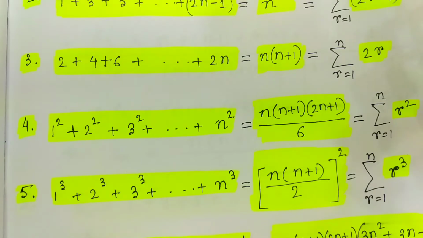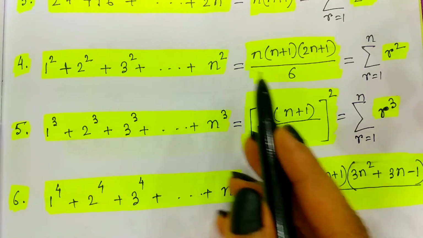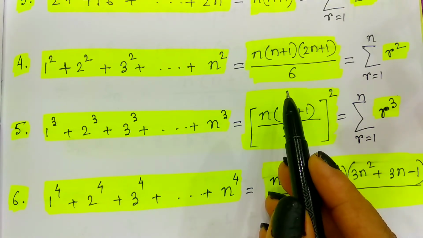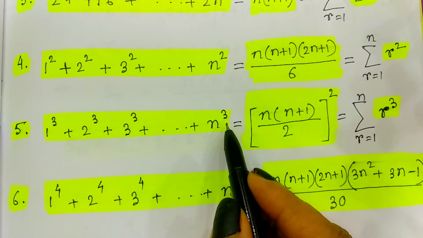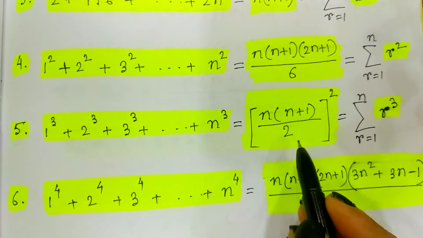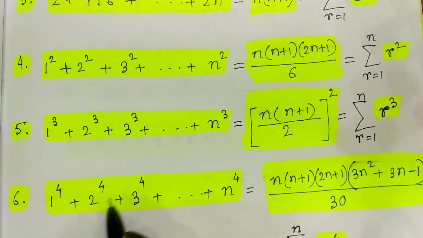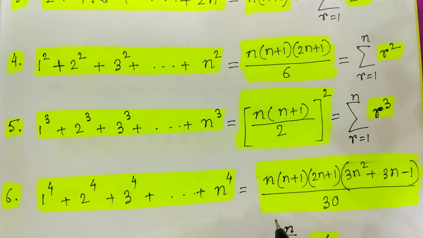Now if it is the squares, that means 1 square plus 2 square plus 3 square, in this way up to n square, then its summation is n into n plus 1 into 2n plus 1 divided by 6. If it is 1 cube plus 2 cube plus 3 cube, in this way up to n cube, then it is n into n plus 1 by 2, whole square. If it is the 4th power, that is 1 to the power 4, 2 to the power 4, 3 to the power 4, in this way up to n to the power 4, then its value is n into n plus 1 into 2n plus 1 into 3n square plus 3n minus 1, whole divided by 30.